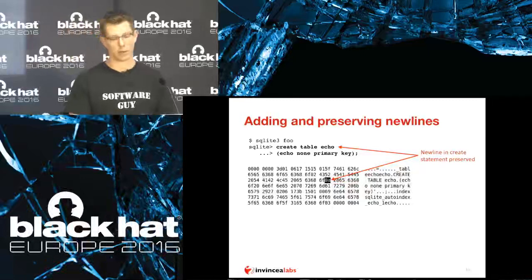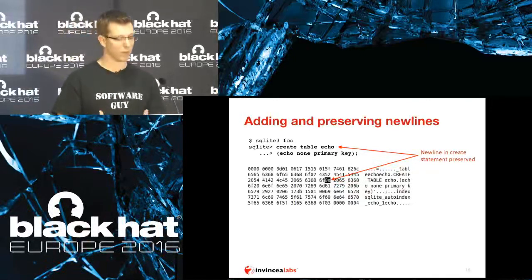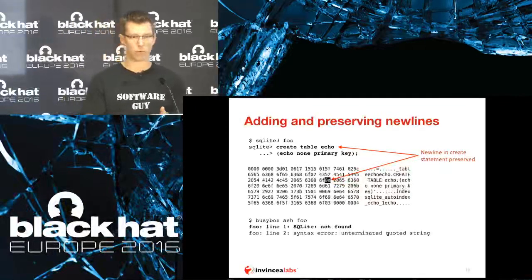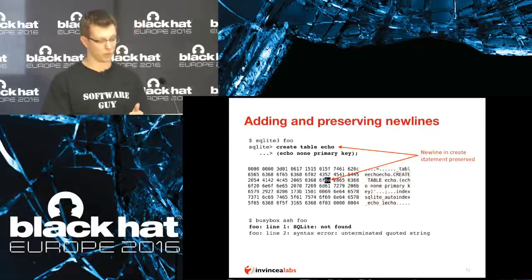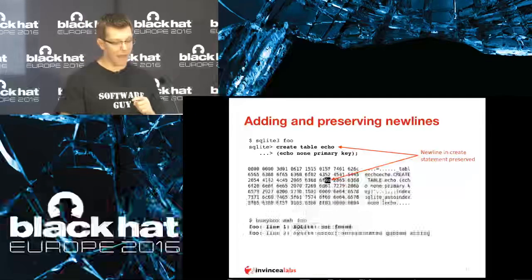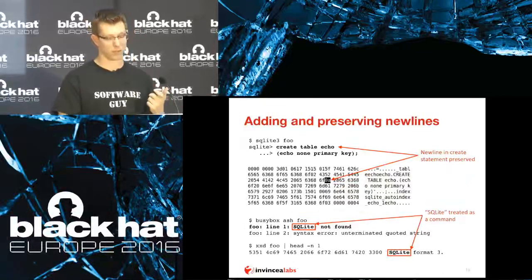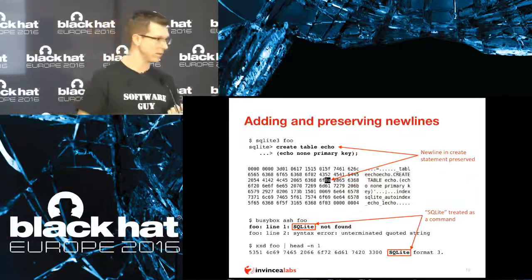In other databases, they would actually get rid of it and say it's an extraneous character, we can save space. Not SQLite. By default, it preserves that new line character. What happens then when you run that file through BusyBox's ash shell is you get this first error here. It says SQLite not found. That's happening because it's interpreting the first word in that file to be a command name. And of course, there's no SQLite command in the system.